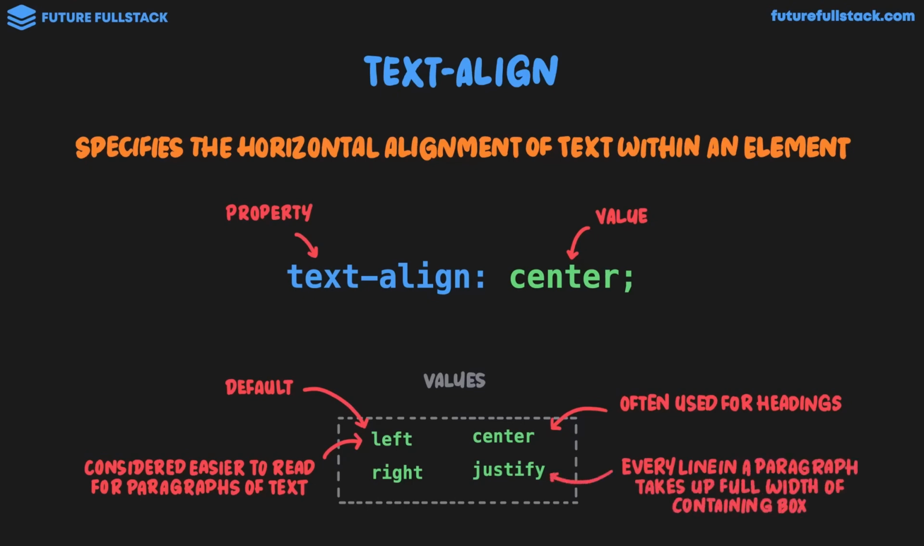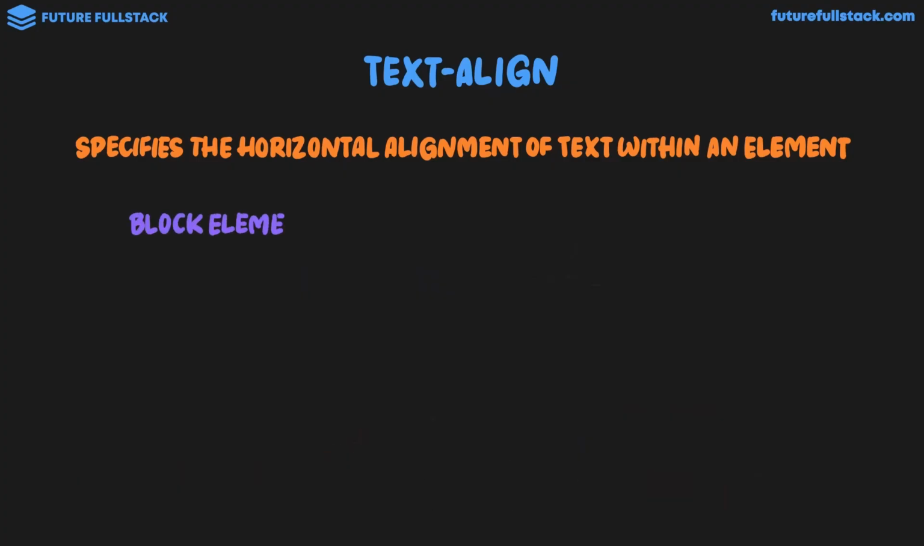Now, before we go play around with this in VS Code, I want to dive into something incredibly important about text align, and that is the different behavior when applied to block and inline elements. Let's look at a block element first. As you know, with a block element, the box spans the entire width of the page, which allows text align to significantly affect the placement of text.